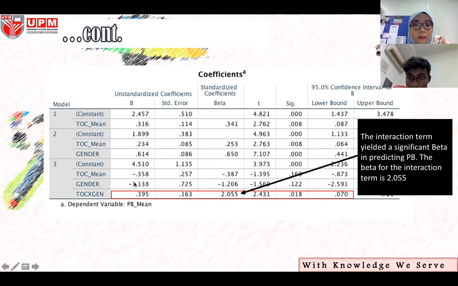Okay, this one, the interaction term, JS times ME. So what is your standardized coefficient beta, Ram? For the third model, under the coefficient table. -1.148. Significance value? How much? This one. Significance value. 0.040.